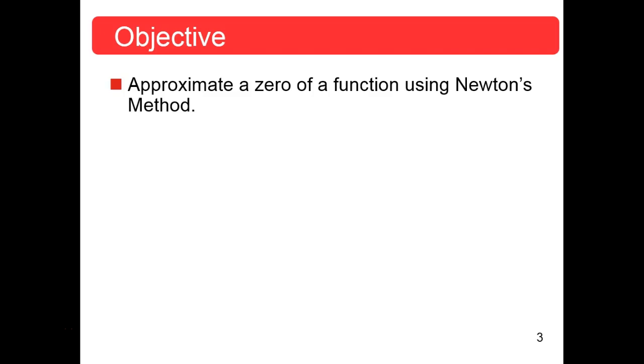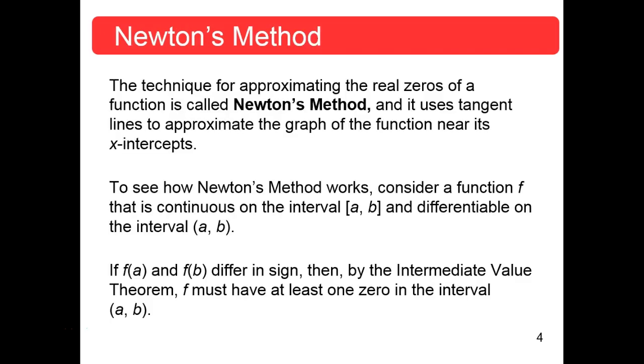Newton, when he developed calculus, came up with a method to do this really, really quickly, called Newton's method. The technique for approximating the real zeros of a function is called Newton's method, and it uses tangent lines to approximate the graph of a function near the x-intercept. The zeros of the function are the same as the x-intercepts. So the key is to get close to begin with, and Newton's method takes you there in very quick order.